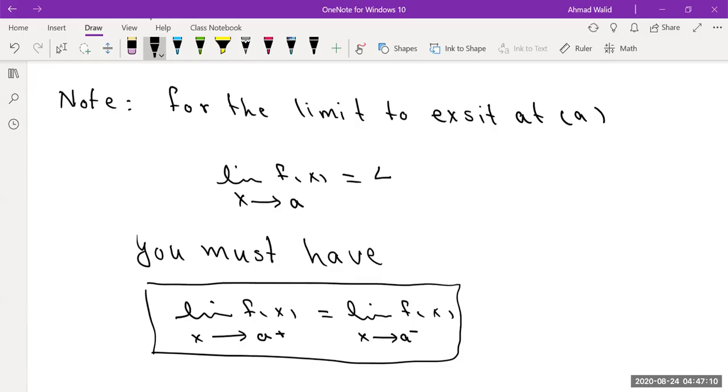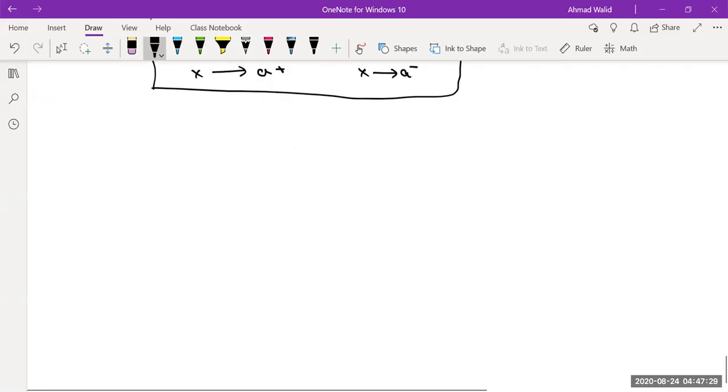In order that a limit exists, it means the limit of the left side and the limit of the right side should be equal to each other. If they are not equal, then you say the limit doesn't exist. Let's practice this note with a few examples. Remember always this definition. The limit exists only and only if the limit of the left side and the limit of the right side are equal to each other.